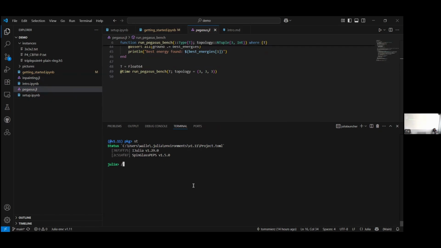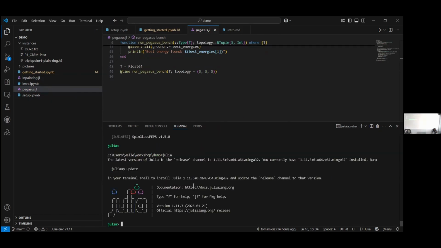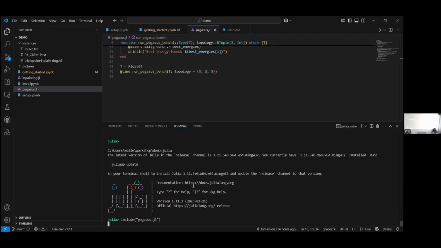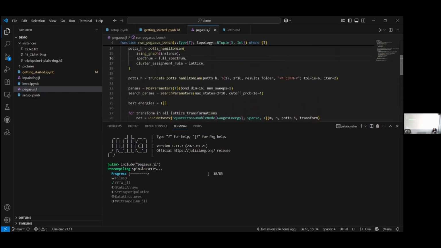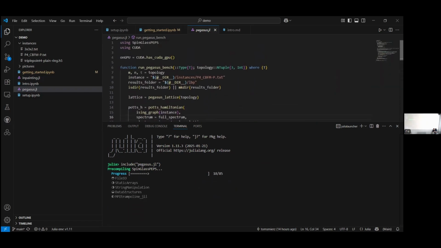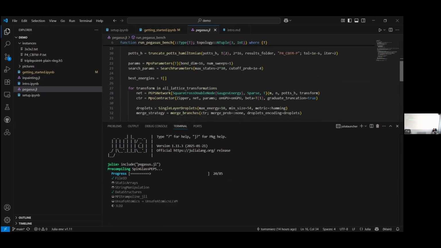So where am I? Demo. Julia include, and this is Pegasus. Okay. Now we are running this demo here, which is a similar file, but it is taking the Pegasus instances with 200 spins.